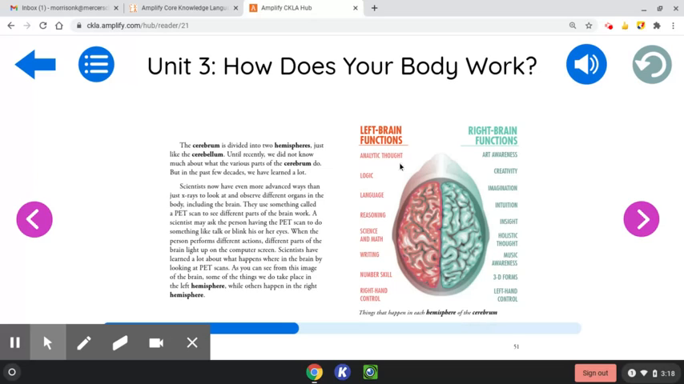So your left side of the brain is responsible for analytical thought, logic, language, reasoning, science and math, writing, number skills, and then right hand control. And then your right side of the brain controls art awareness, creativity, imagination, intuition, insight, holistic thinking or holistic thought, music awareness, 3D forms, and left hand control. So it's crazy how many things the different sides of your brain can control.